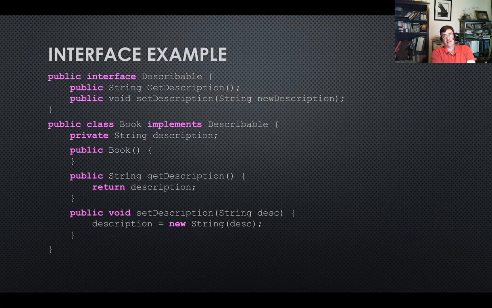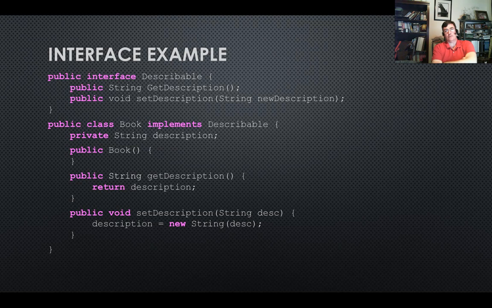One of the interesting things in Java, I mentioned with inheritance, a class can only derive from one other class. And that is true. In regular inheritance, you can only use the extends keyword with one parent class. That's not true with interfaces. In Java, a class can implement as many interfaces as you want. So a single class could implement Describable and Sortable and Comparable and Serializable. It can implement as many interfaces as you want.